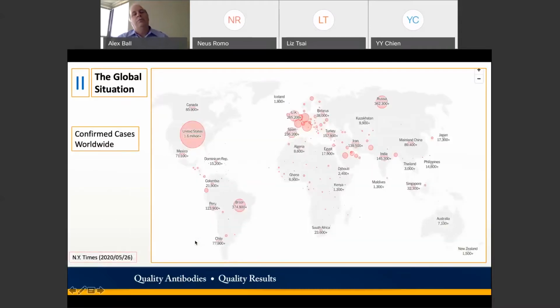If we look at the global situation, where we are as of yesterday in terms of confirmed cases worldwide, what we see is the United States has the most cases. And this world view gives an idea of the flow of cases. So from China, it went to Europe, to the United States. Now we're seeing more and more cases in South America, and as we see also in Africa.